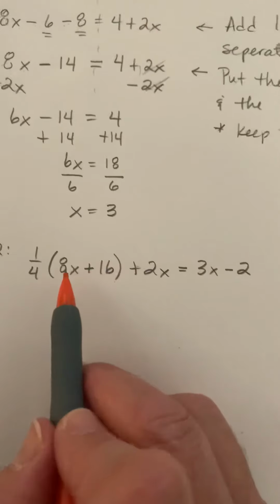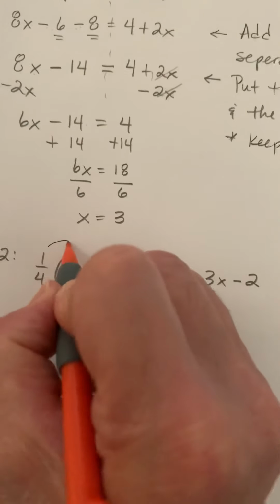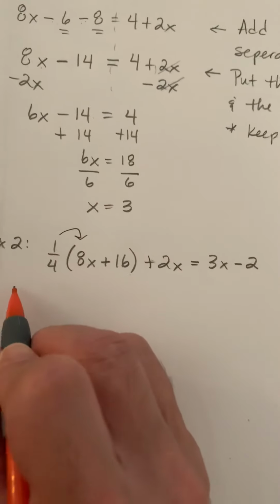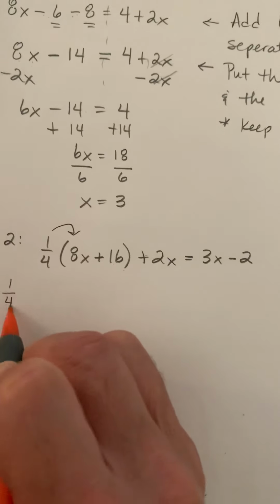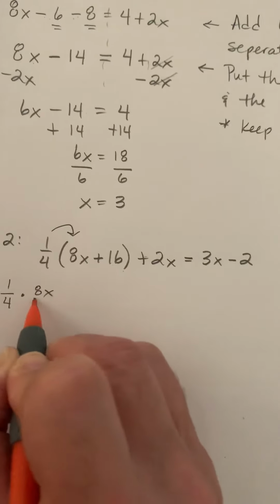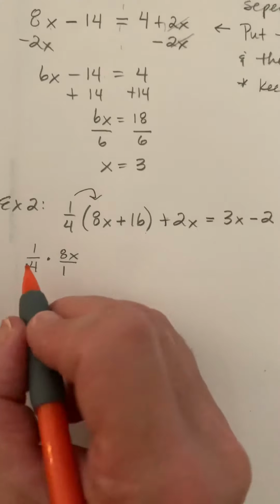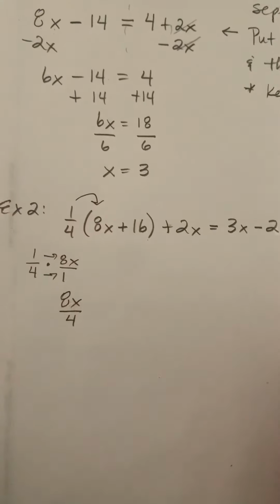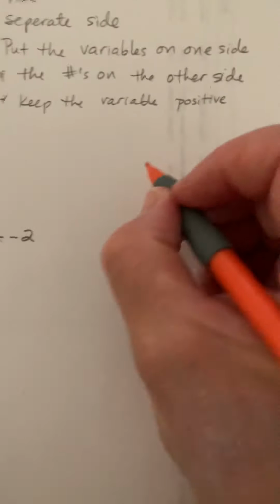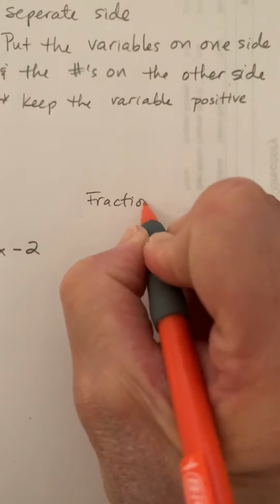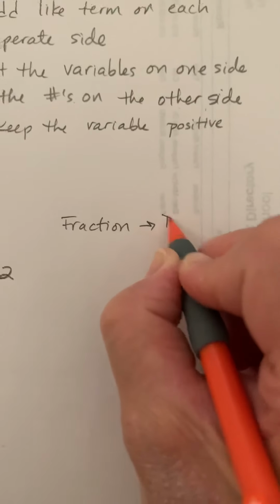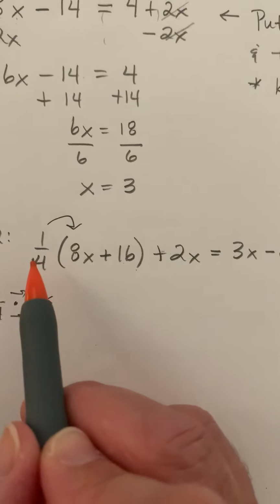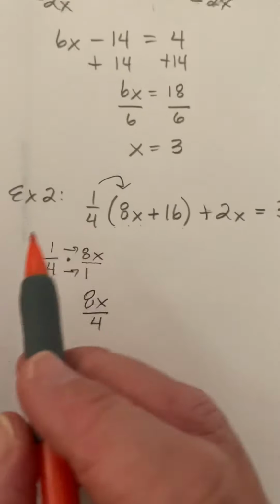So when we do that, here we're going to distribute or multiply this 1/4 times 8x. 1/4 times 8x, that's really over 1. This becomes 8x over 4. Just multiply across. So technically, whenever you have a fraction, what you're really doing is dividing. I know it can be really confusing because right now we're multiplying 1/4 times 8x over 1.